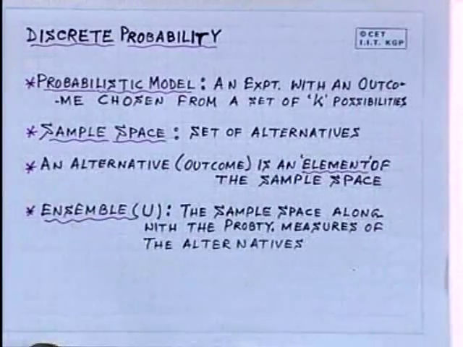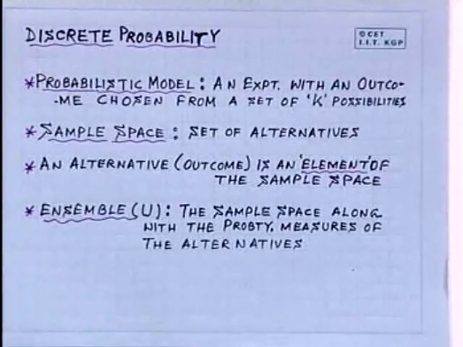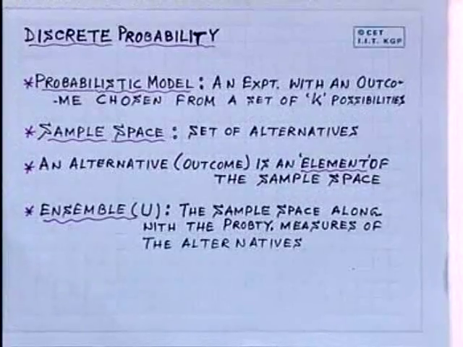Then we define a sample space. A sample space in any discrete probabilistic experiment means the full set of all the possible alternatives as outcomes. That means it is the set of all possible results that are possible from a statistical experiment. Then the alternatives, which are nothing but valid outcomes, are also known as elements of the sample space. You will find a little bit of variation in different texts really, but the idea must be understood. So we can say that the sample space is a set of all alternatives which are possible outcomes, okay.